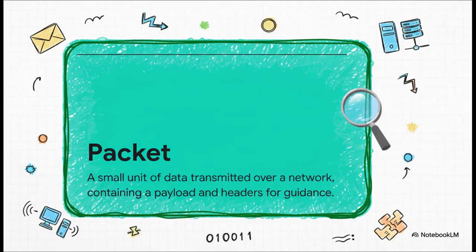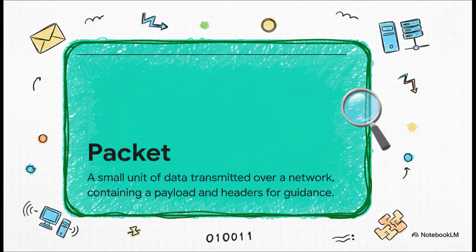So what exactly is a packet? Well, your computer doesn't send a whole web page or a giant file all at once. That would be super inefficient. Instead, it breaks it down into thousands of these small, manageable chunks. Each packet is like a tiny digital envelope. Inside, you've got a piece of the data, the letter, and on the outside, a header, which is basically the shipping label, telling it exactly where to go.